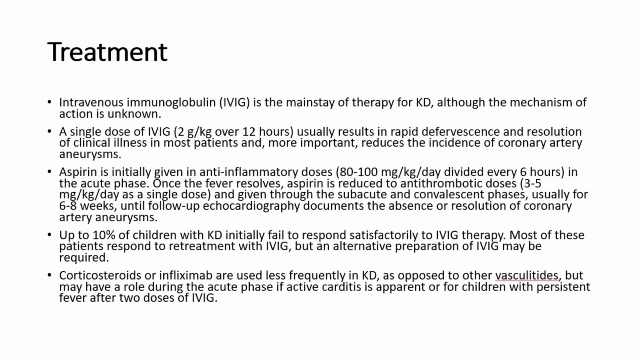Aspirin is initially given in anti-inflammatory doses, 80 to 100 mg per kilogram per day, divided every 6 hours, in the acute phase. Once the fever resolves, aspirin is reduced to antithrombotic doses, which is 3 to 5 mg per kilogram per day as a single dose, and given through the subacute and convalescent phases, usually for 6 to 8 weeks, until follow-up echocardiography documents the absence or resolution of coronary artery aneurysms.